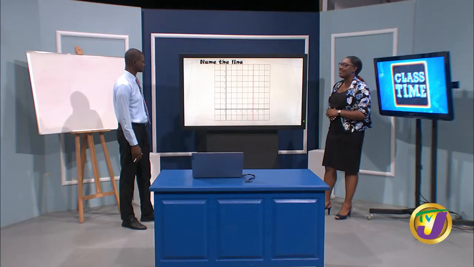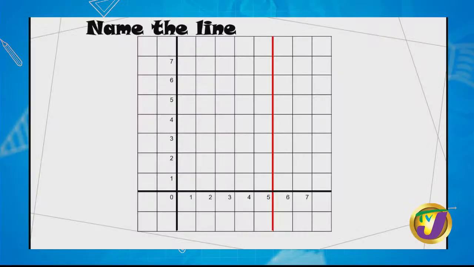So now we want to name that line. It says name the line, but I'm going to call this one name that line. We're talking about that red line now. So you're going to name that line for me. Here on our Cartesian plane, we have this red line, and I want you to tell me the name of this line. Drum roll. Give me some hints first.